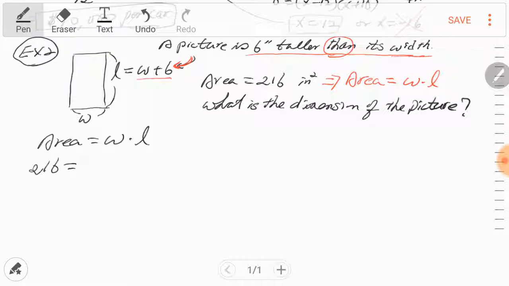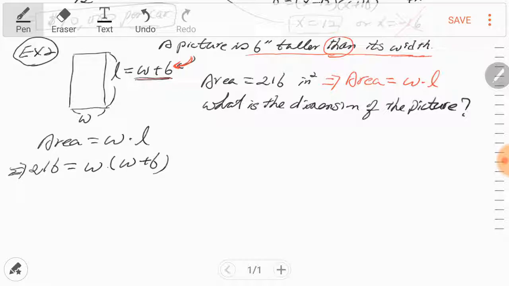And then the width is W. For the length, instead of using this L, replace it with an expression containing W. So write the expression in terms of W. L is written as what? It's replaced with W plus 6. So this is the equation that we need to solve.